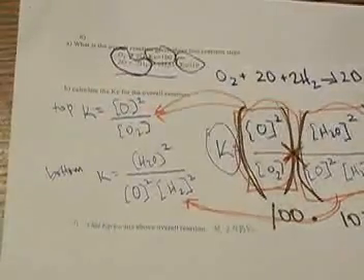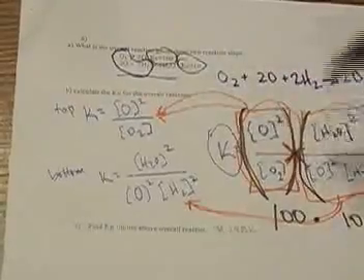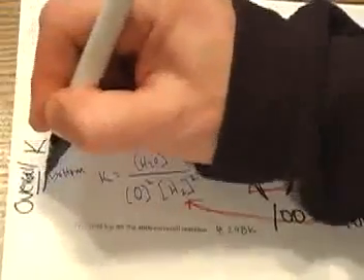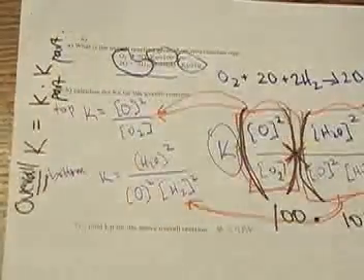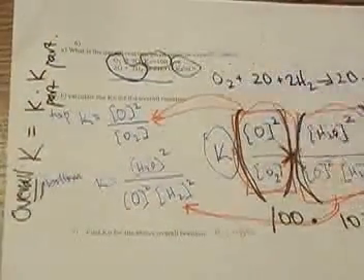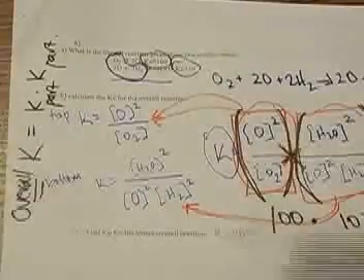So to summarize, if you add two or more reactions together and you want to find the overall K, you take and you multiply the K's together of the part reactions. The top reaction and the bottom reaction, multiply those together.